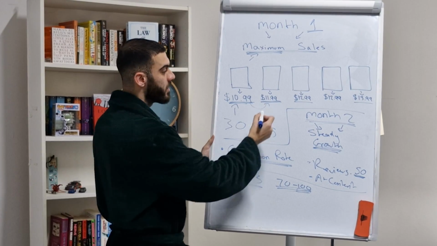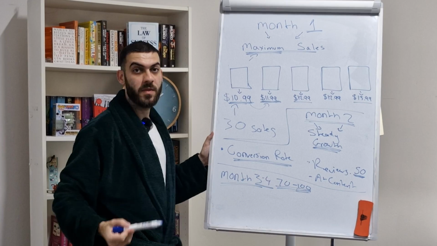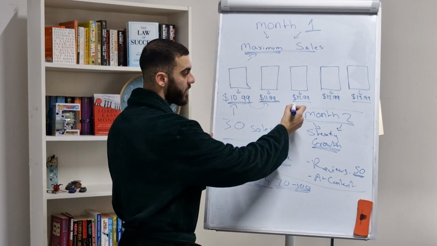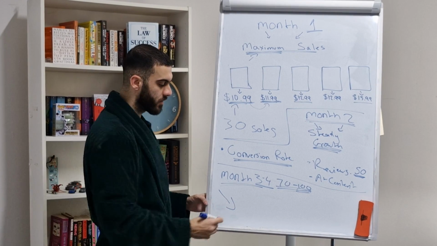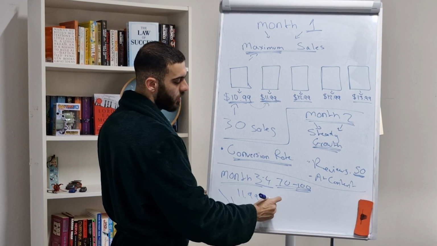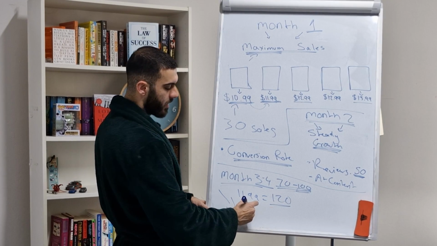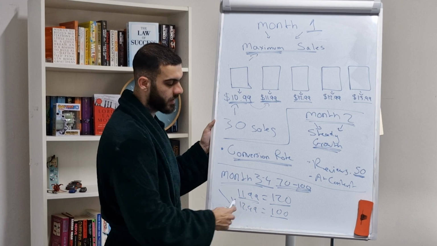Now, if your book continues to sell well at $11.99 on the 3rd or 4th month, then great. That means that you can test out the next highest price, which is $12.99. Now at $12.99, you might see a little decline in sales. So maybe at $11.99, you get 120 sales a month. And maybe at $12.99, you get 100 sales a month. So you might get 20 extra sales with $11.99.